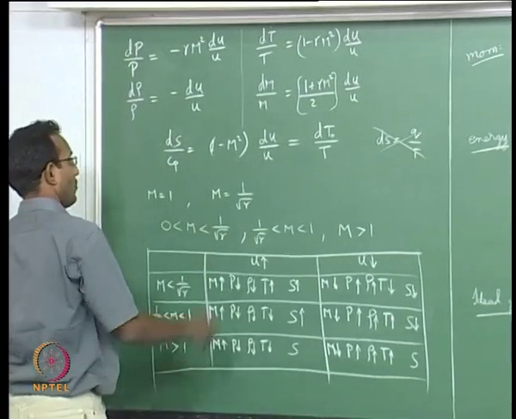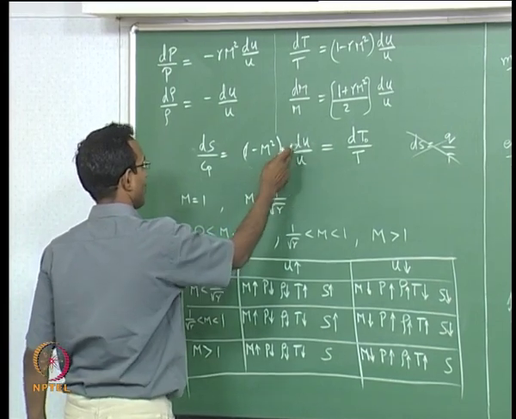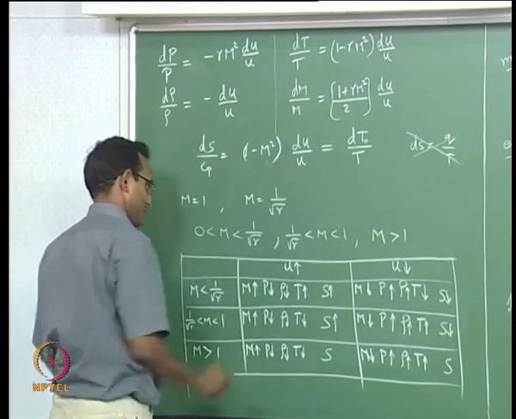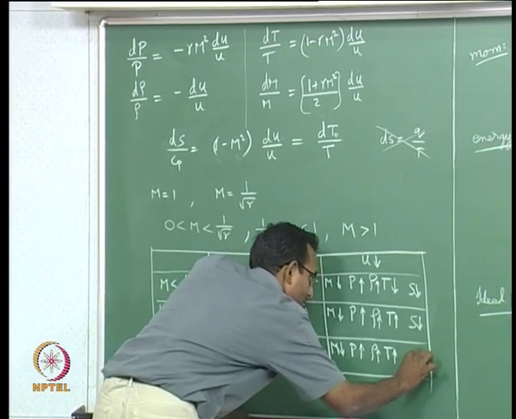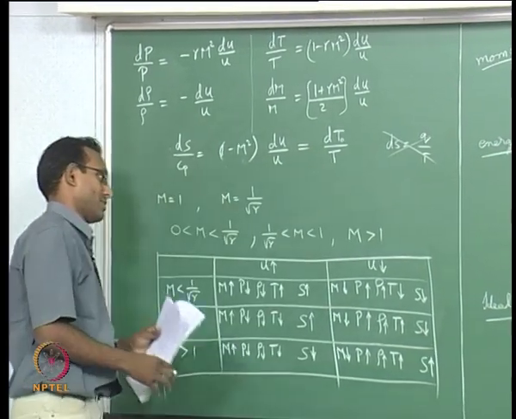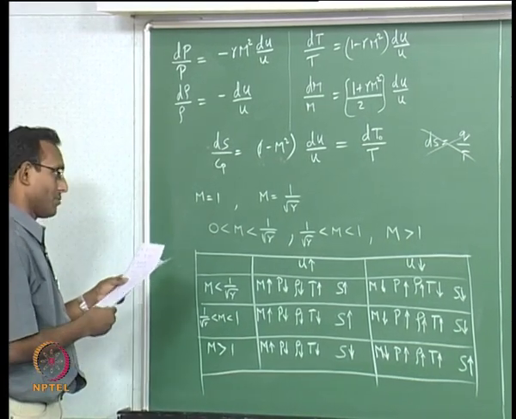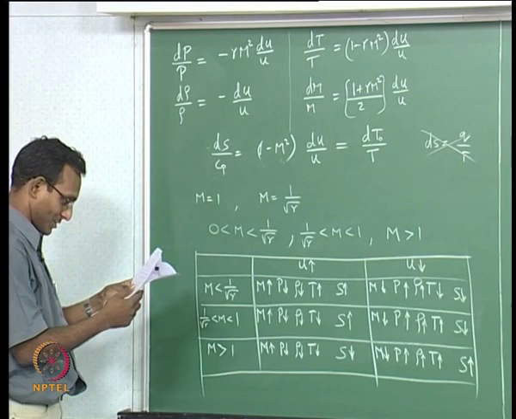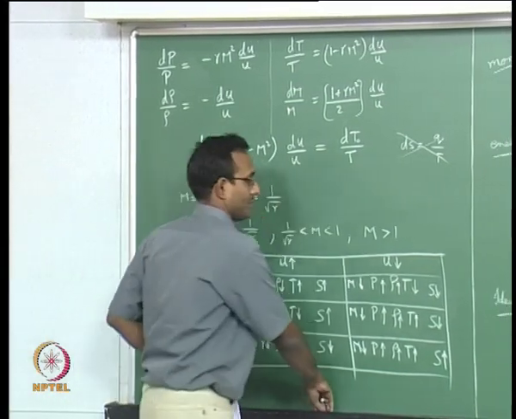Okay. Now, if it is m greater than 1, this 1 minus m square will become negative. So, if velocity increases, entropy decreases. So, this will go the opposite direction. Okay. This is what I am seeing. And I just wanted to make a few comments on this. The first one I want to see is ds is same as dt naught.